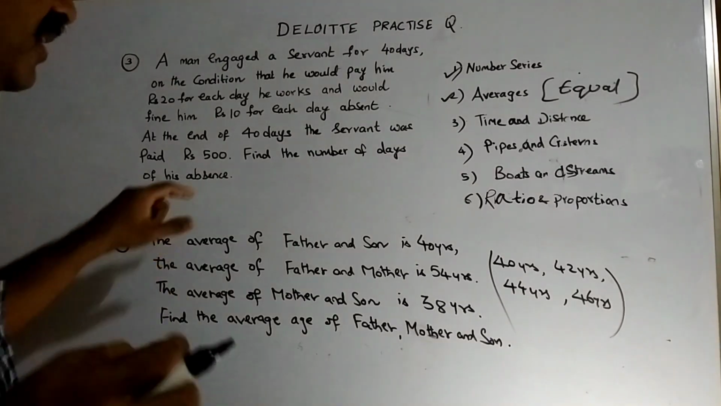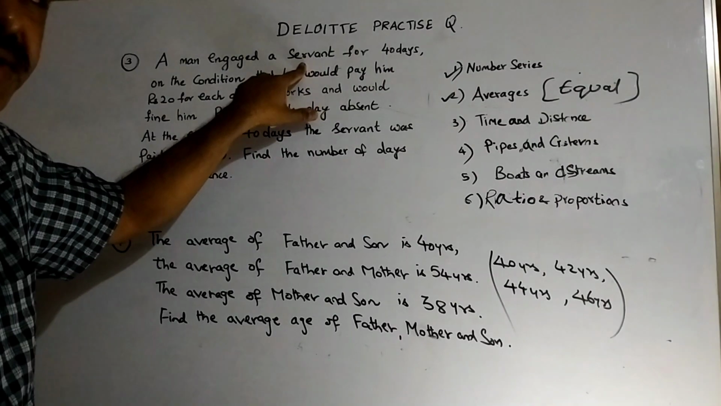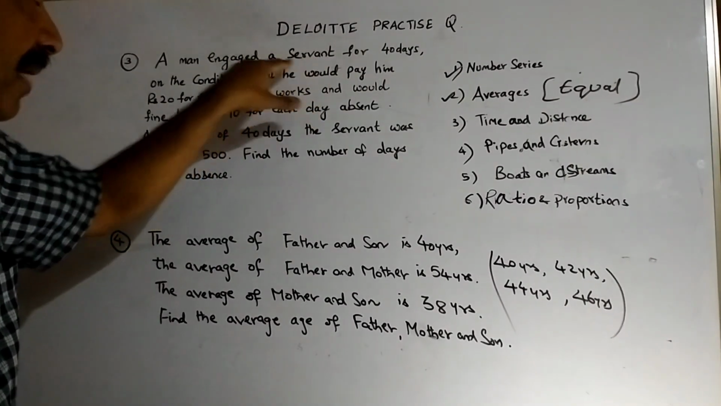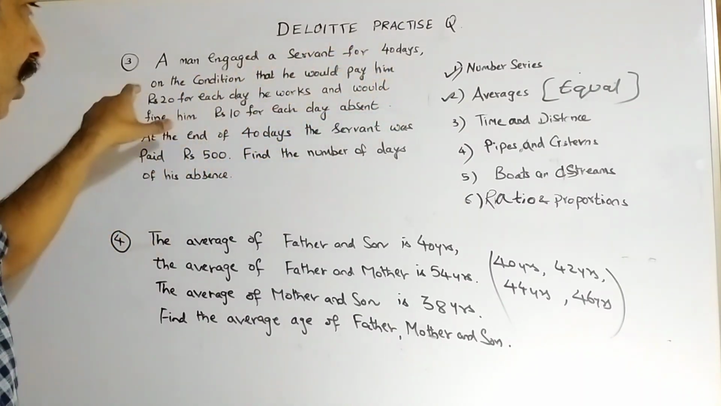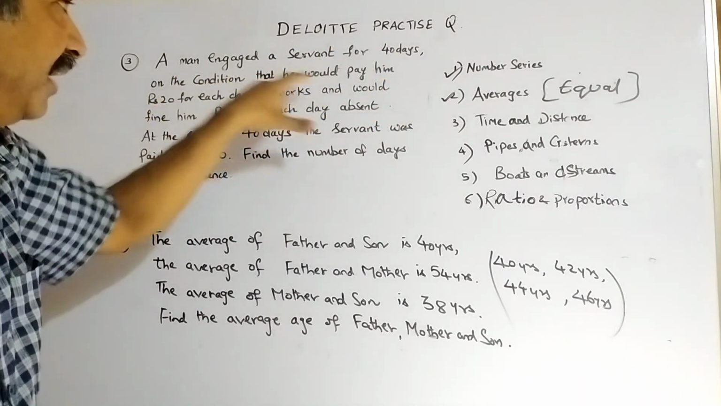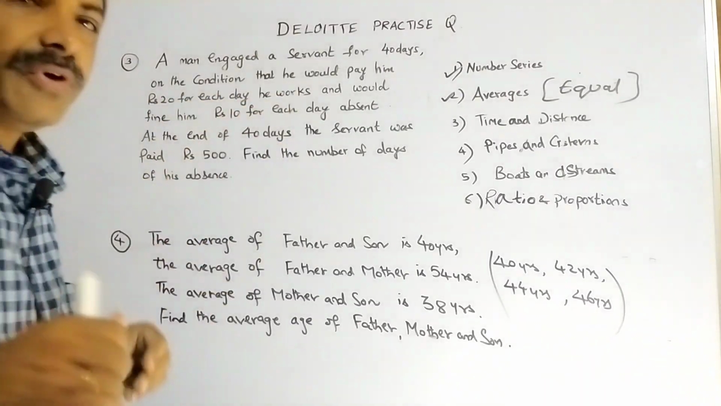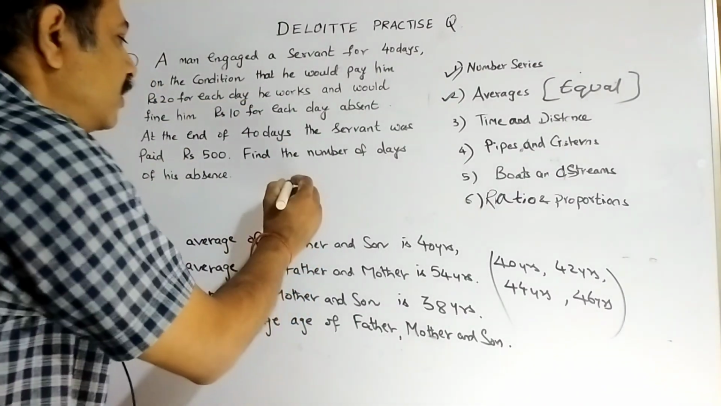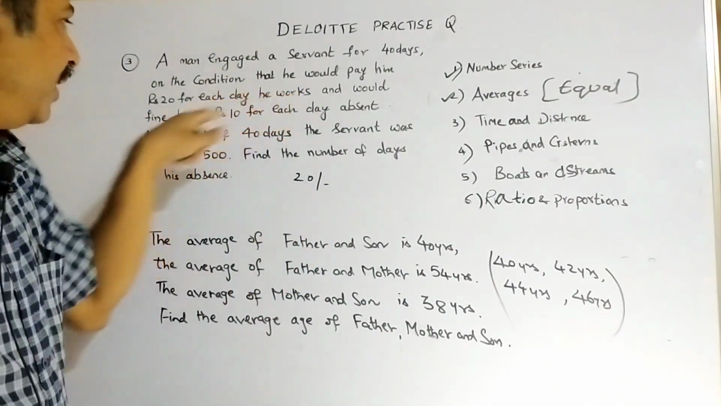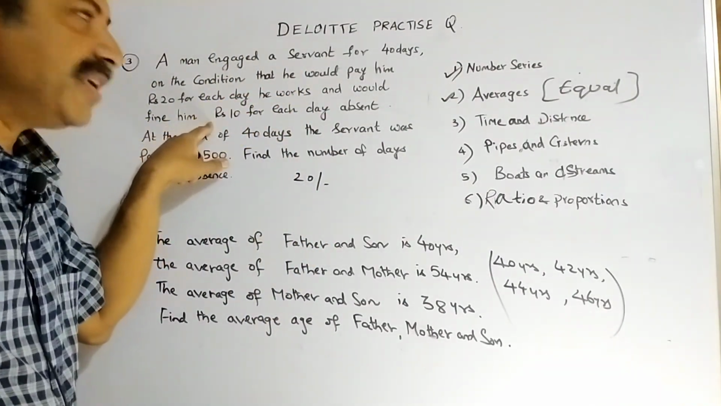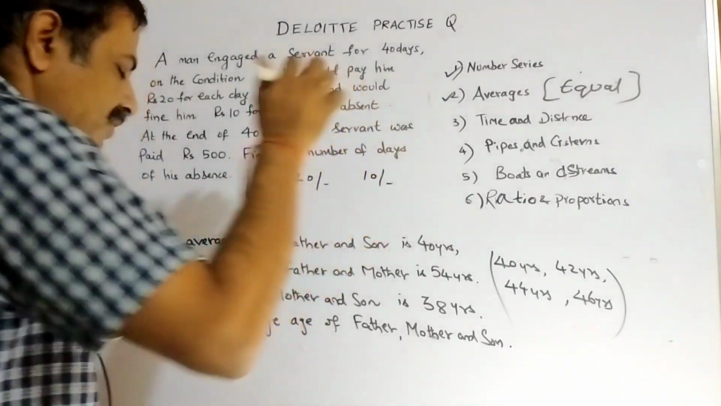Let us see the next question. A man engaged a servant for 40 days' work on the condition that he would pay him 20 rupees for each day he works. So if you work, you will get 20 rupees. And he would get a fine of 10 rupees for each day he was absent. If you are absent, 10 rupees fine.